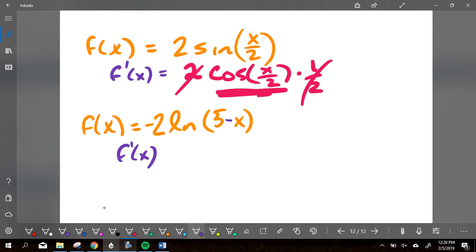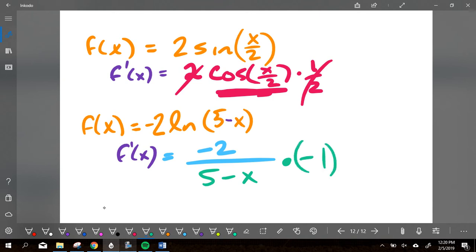Same thing with the next one. -2 natural log of 5 minus x. We are taking the derivative of that thing. So, Nick, if I want to take the derivative, what can you do? Yep. The derivative of natural log is 1 over. And so the -2 is a constant. And then it's 1 over the baby. So what's the baby going to be? Yep. And then what else do you got to do? What's the derivative of the baby here? -1. The derivative of 5 minus x is just -1. And so -2 times -1 is just going to be 2 all over 5 minus x.